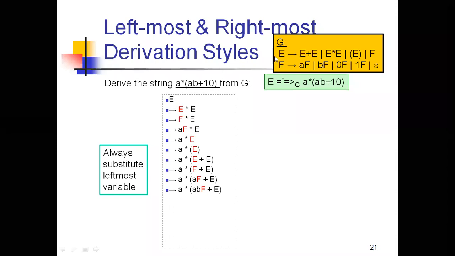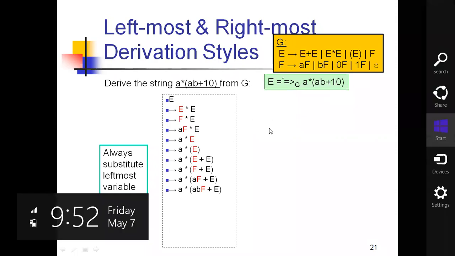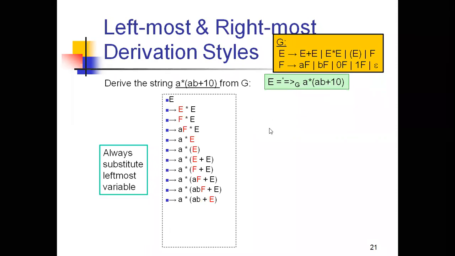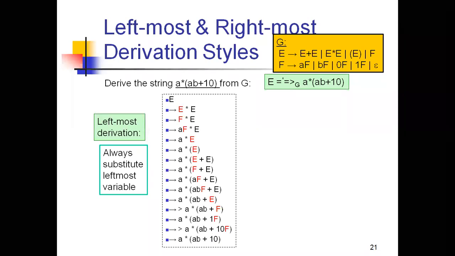So to get this, I need to yield the input from the starting symbol of my given grammar, E. So that's why I put it like this: E yields the string a * (ab + 10). Now let's see how the derivation takes place. This is a leftmost derivation I'm showing you now. Right, this is a leftmost derivation.